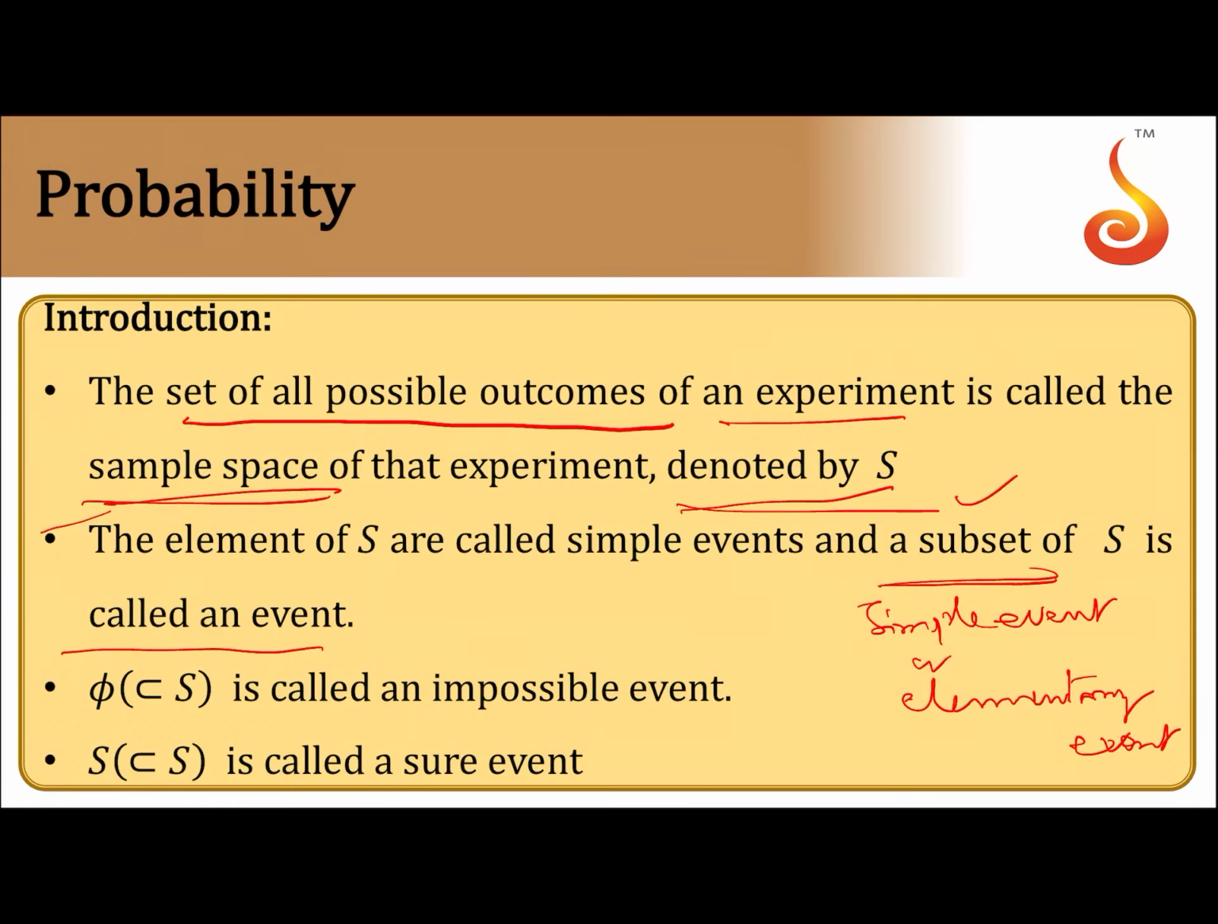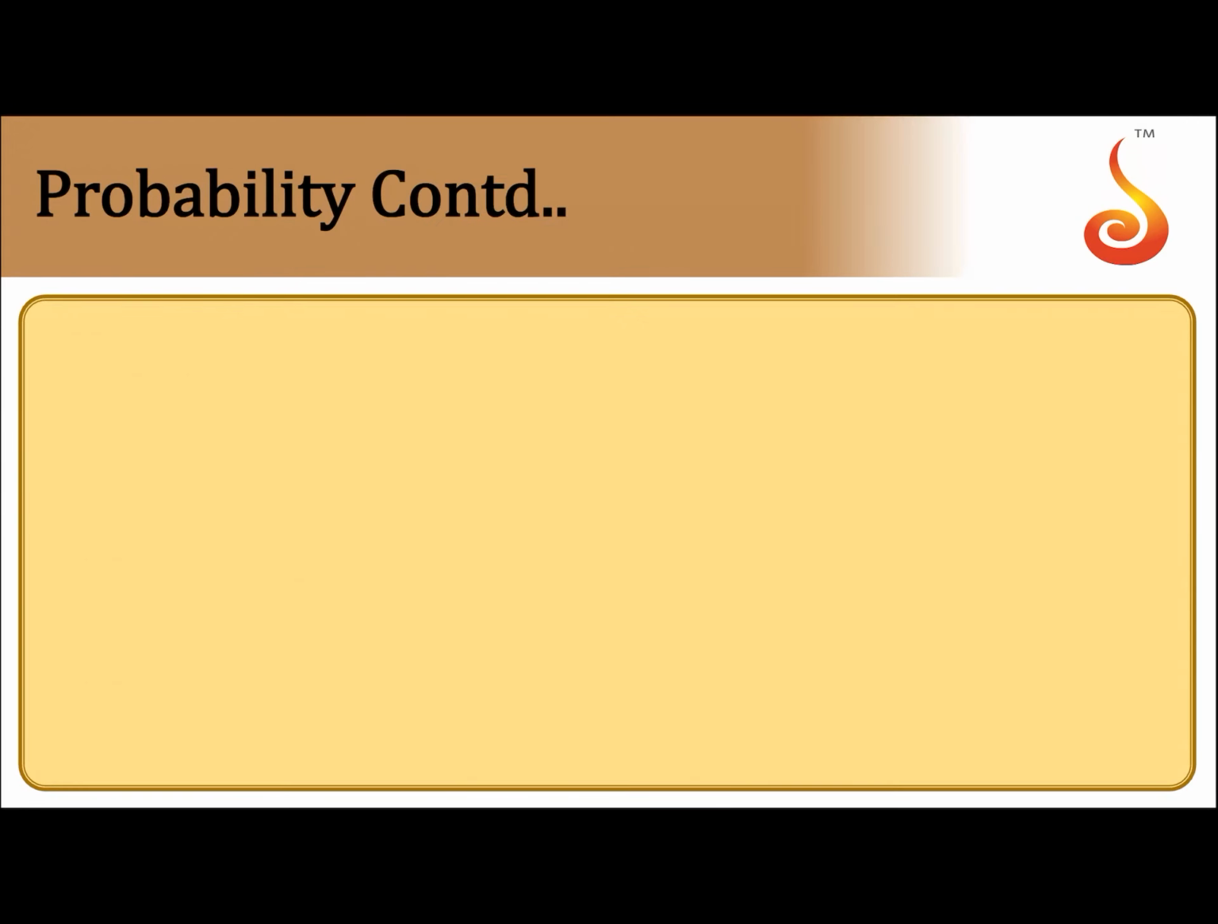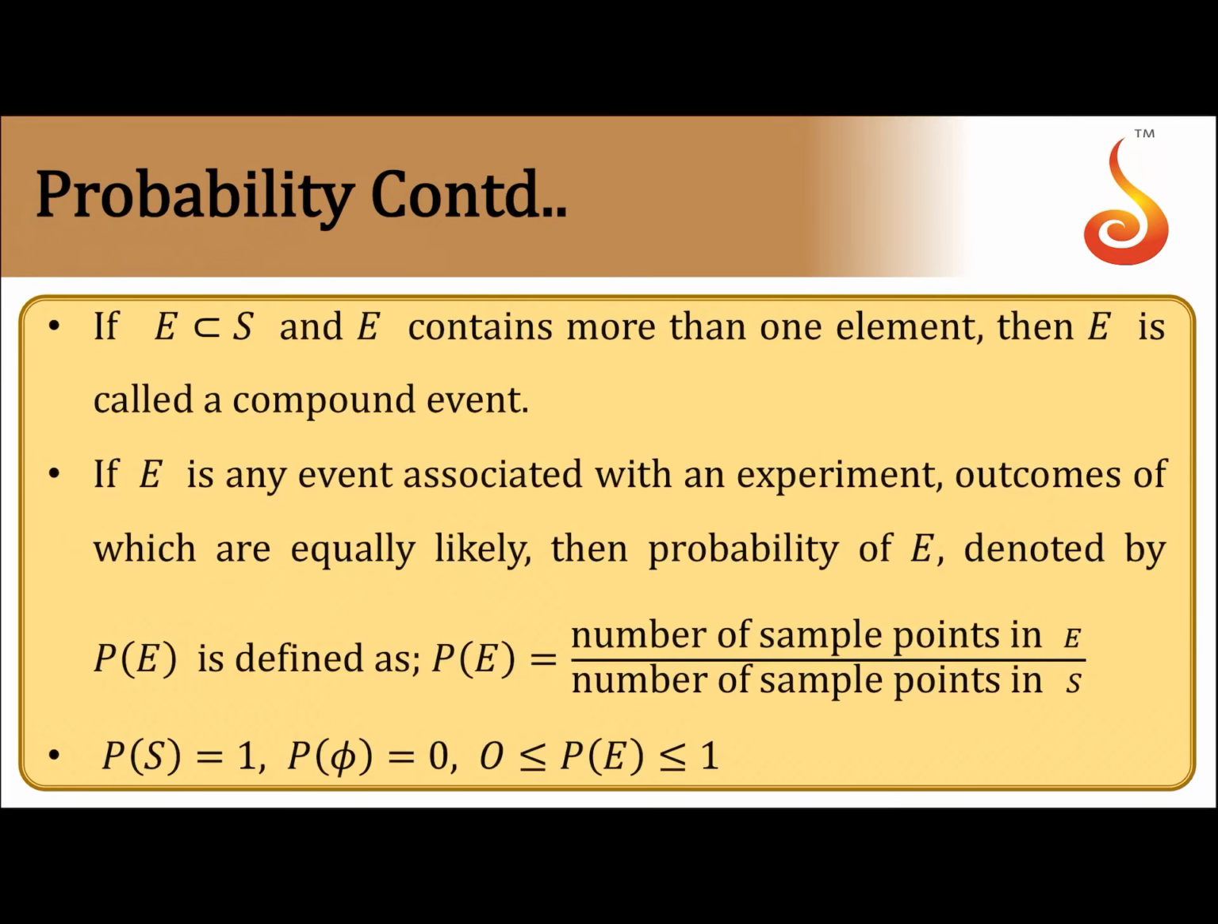So a subset of the sample space with one sample point is called a simple event or elementary event, and with no sample points is called the impossible event, denoted by phi. And the sample space itself is called the sure event or certain event.